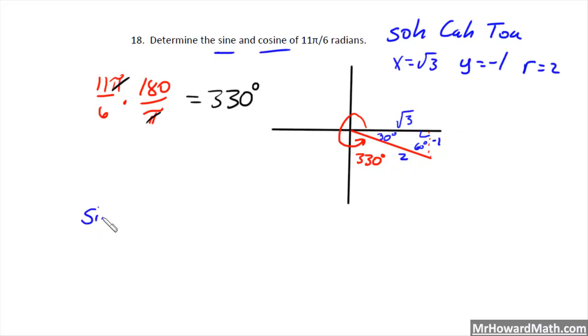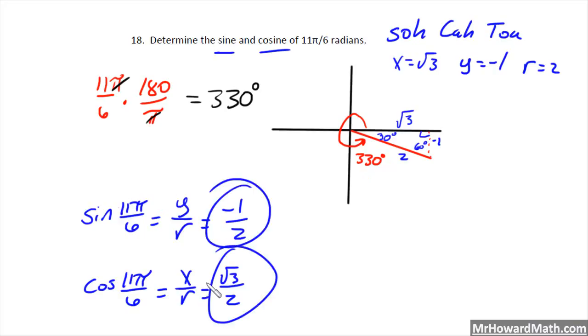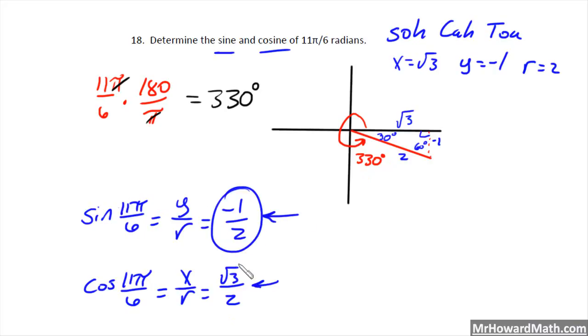So sine of 11 pi over 6 radians is equal to y over r, so that would be negative 1/2. Cosine of 11 pi over 6 radians is equal to x over r, so that would be square root of 3 over 2. And that answers our question. You just need to realize 11 pi over 6 is the same thing as 330 degrees. So here are our two values, negative 1/2 and square root of 3 over 2. Those are our answers right here. This is what you're looking for, this and this.